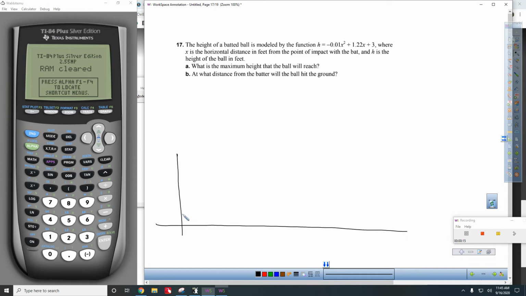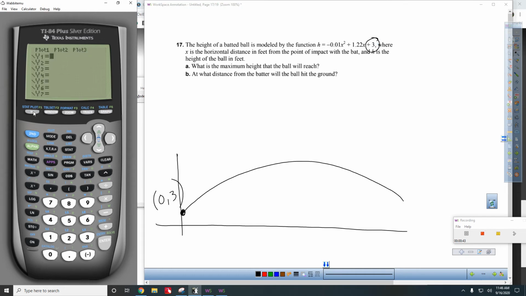So it's like this. Okay? Because it's a parabola. It's a very, very wide parabola. And that tells me that this ball was probably hit from 3 feet off the ground, because if you put in a 0 for x, you get a 3. It's asking what's the maximum height.